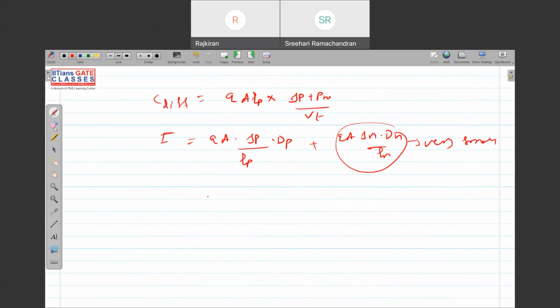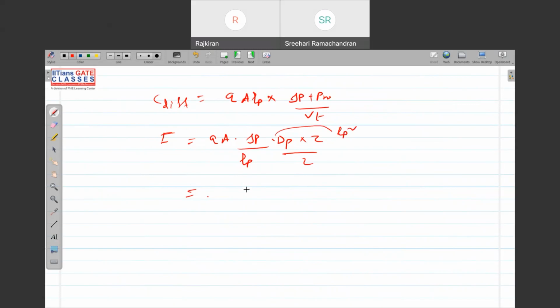Okay, so that's why I can put 0. Fine. So now you just multiply tau by tau. What is dependent on tau p? LP square. This is equal to LP square, right? Then LP will cancel, leaving LP by tau p.